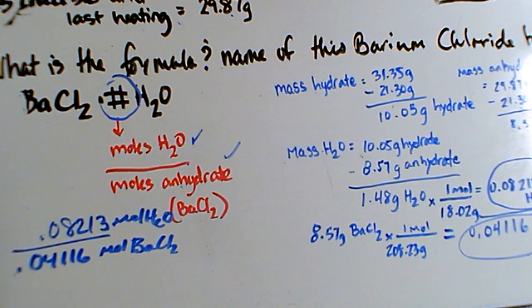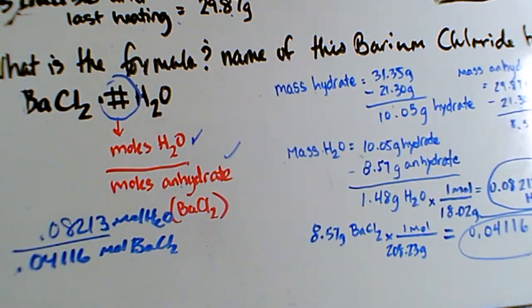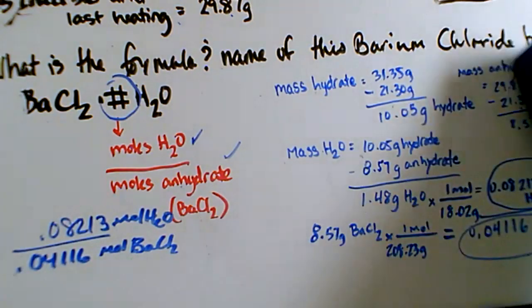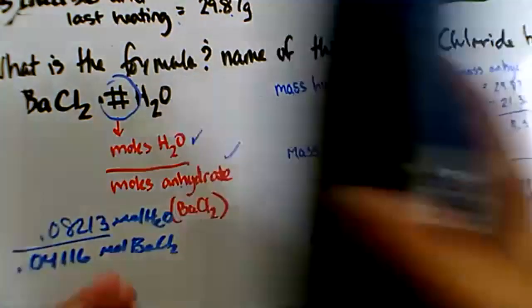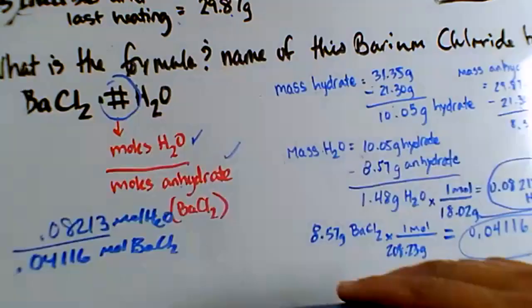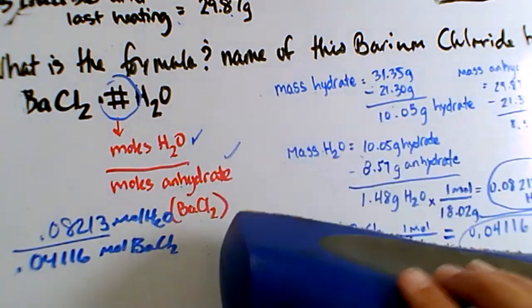0.08213 divided by 0.04116 equals 1.995. That is a 2. Okay, I've got my work shown. It's labeled. If I could work further down the paper, I would do that. Instead of working over, I would work down, and not be concerned with how much paper it takes. I know that sounds bad.